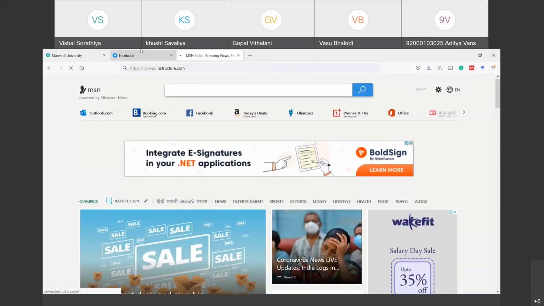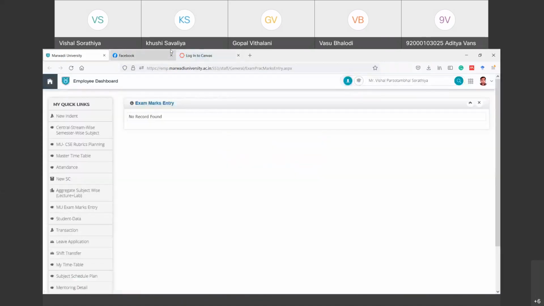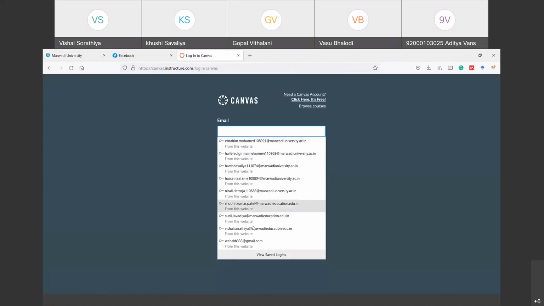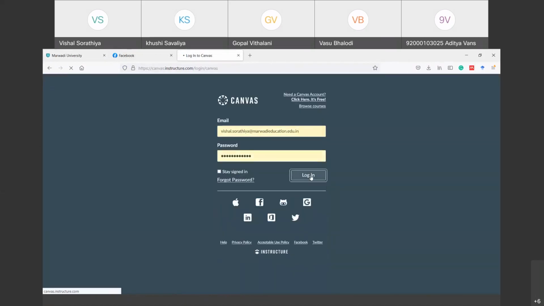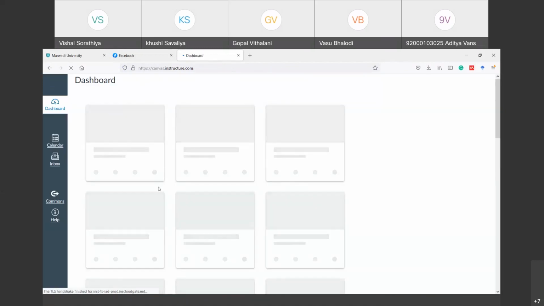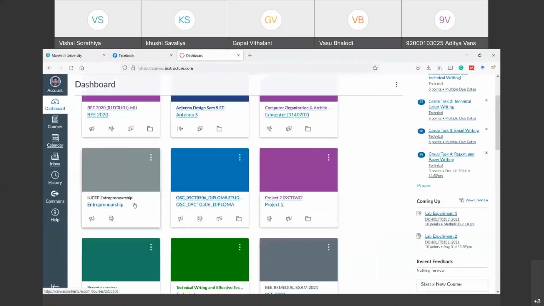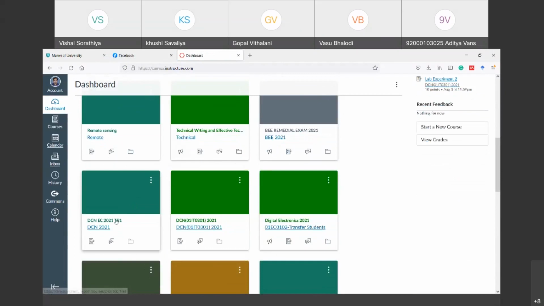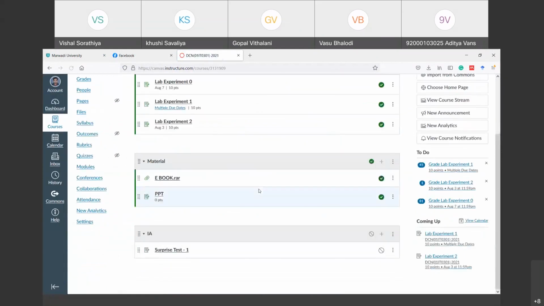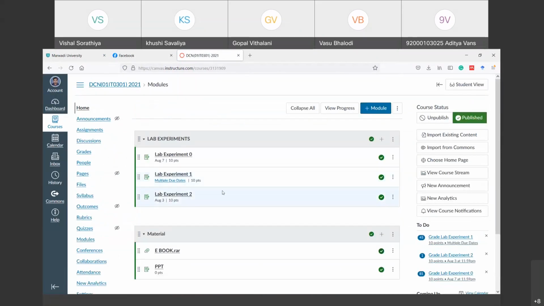So let me open the canvas. In canvas, you need to go to your DCN subject. And soon all the updated teaching scheme and evaluation pattern is going to be updated in your canvas portal. So everybody just see those. So soon you will get all the things. Over here, you need to do experiment number one.